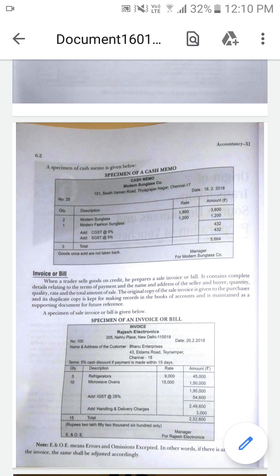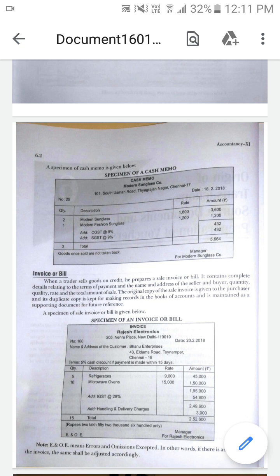The original copy of the sale invoice is given to the purchaser, and the duplicate copy is to be kept for making records in the books of accounts by the trader. Original copy will be with the purchaser and the duplicate copy will be with the seller. Okay, and it is maintained as a supporting document for future references also. And this is a specimen copy of an invoice.